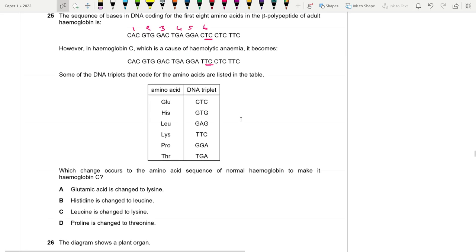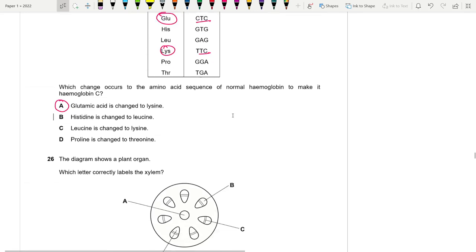Which change occurs to the amino acid sequence of normal hemoglobin to make it hemoglobin C? Basically, this C is converted to thymine. Okay? So, CTC to TTC. The normal amino acid, glutamic acid, turns to lysine. 25 is A. In sickle cell anemia, glutamic acid turns to valine.